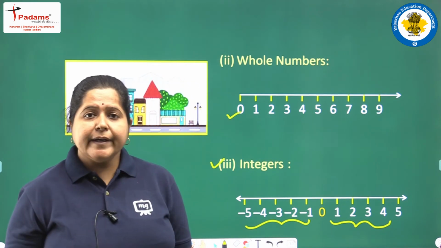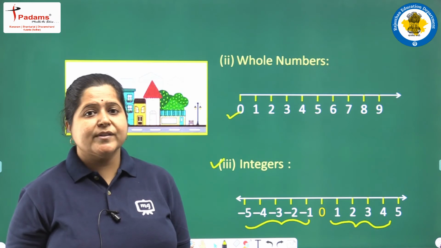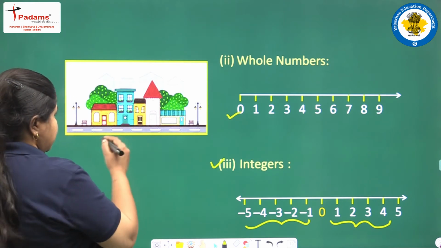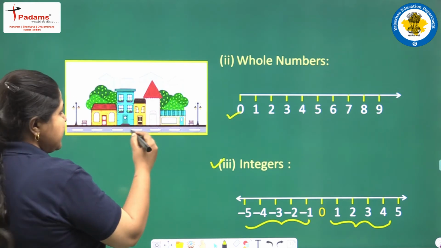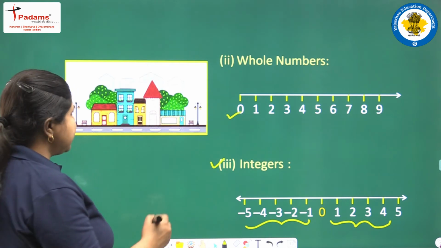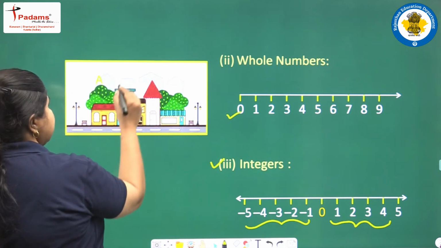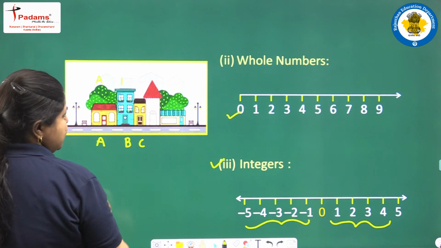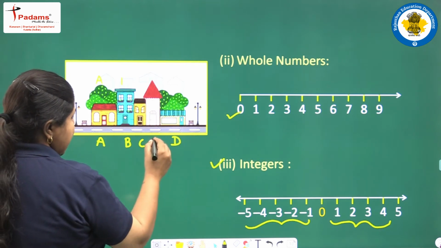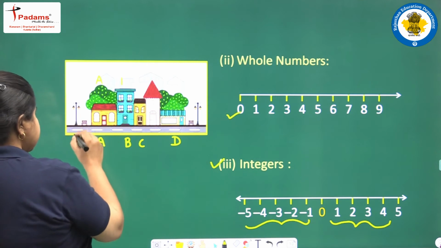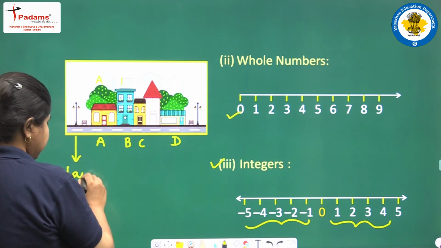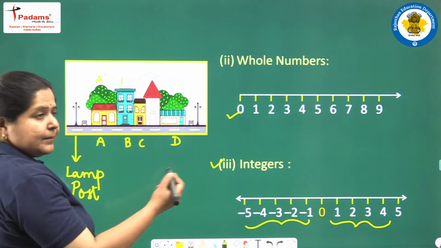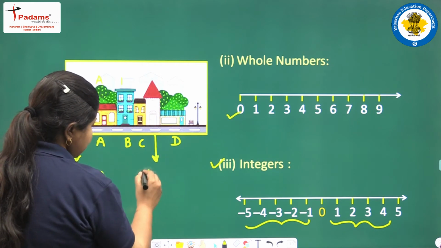You may think that where these number lines are actually being used in our daily life. Here is one such example. This is one picture of a road lane, street lane, besides which some houses have been built. Let us give them some address. This is house number A, house number B, house number C, this is house number D, and this is your clock tower, and this is the lamp post. I am just giving an example to visualize the number line in our daily lives.